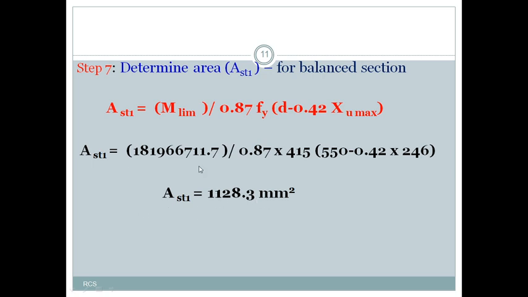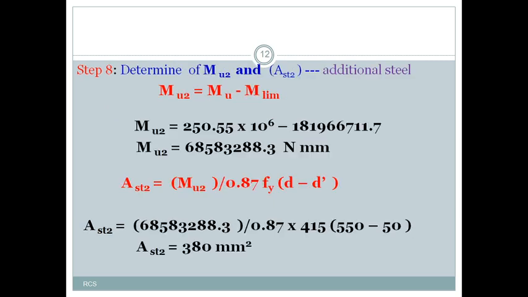What is Ast1 here? It is the area of steel provided in the balanced singly reinforced simply supported beam. Simply saying, in our analysis, it is the area of steel corresponding to section 1. Right. Similarly, in the next step we have to calculate Ast2 and Mu2. We have calculated what Mu is and we have calculated what Mu limit is. From that Mu2 can be calculated.